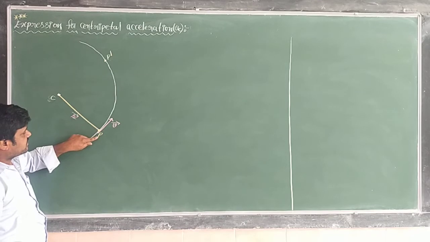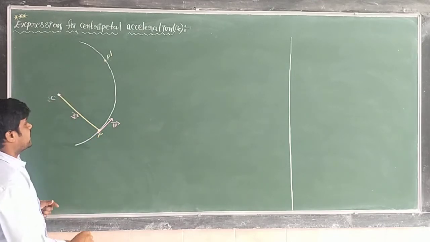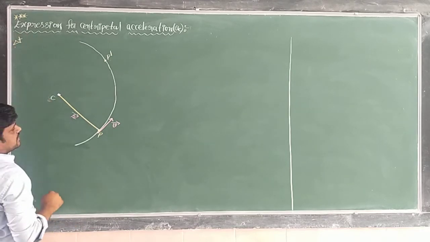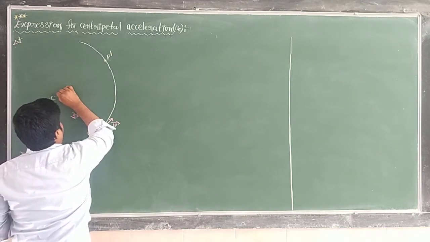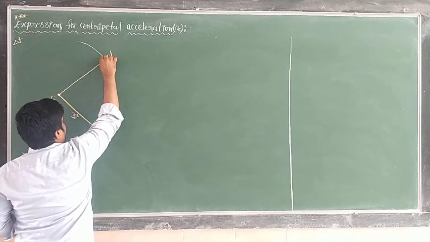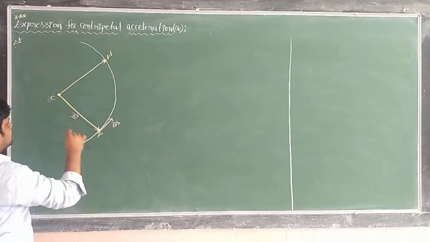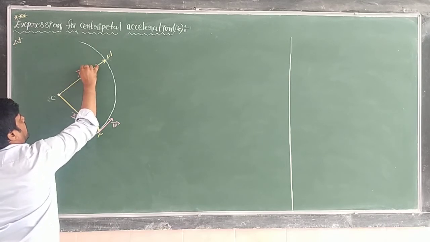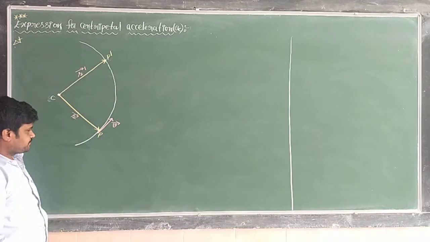To move the object from P to P dash, it has taken some time. That time is nothing but delta t seconds. After delta t seconds, the object has reached from P to P dash. Here this is the position vector r bar dash of the object at point P dash.